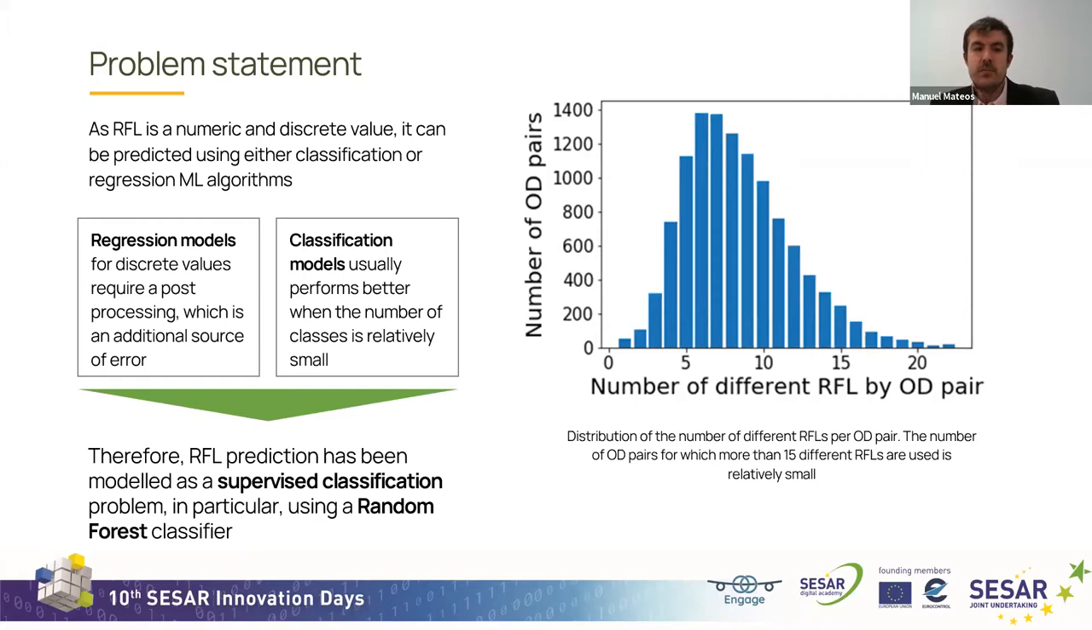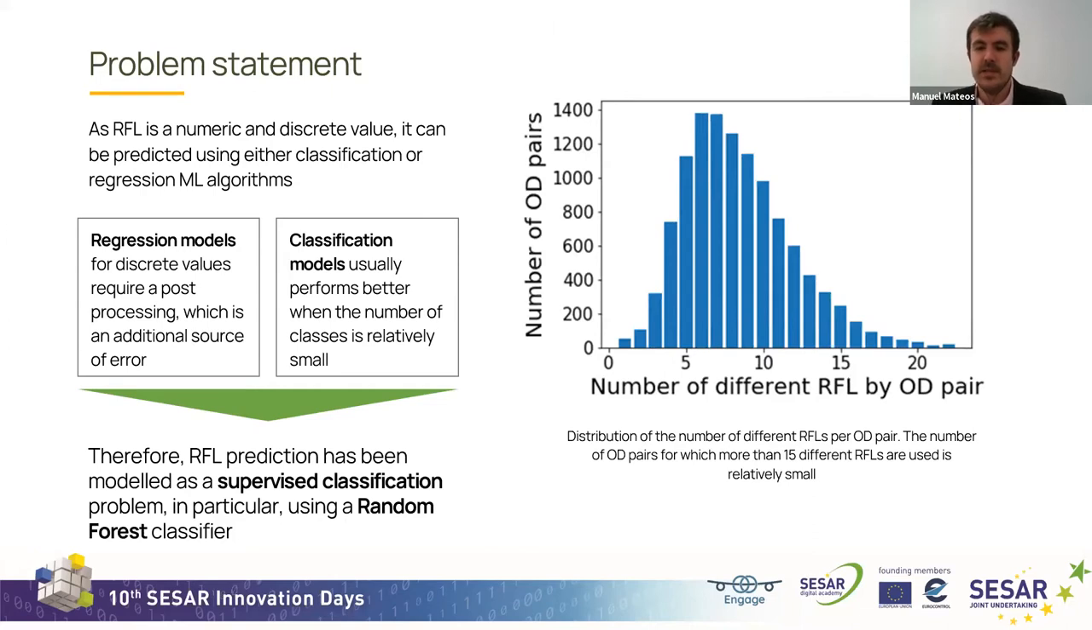And the main problem with regression models is that on top of the regression, for this case, you will need post processing in order to assign a continuous value to a discrete flight level, among the possible ones, which introduces an error, of course. Classification models are usually better for machine learning, but only when the number of classes is not too high. Otherwise, it's better to use regression models.